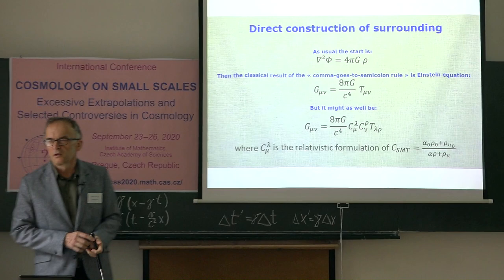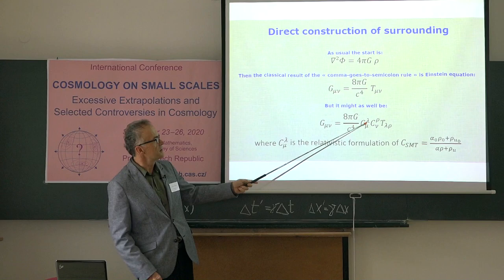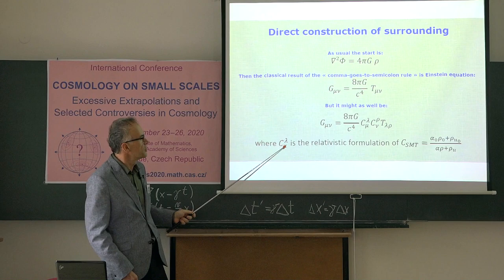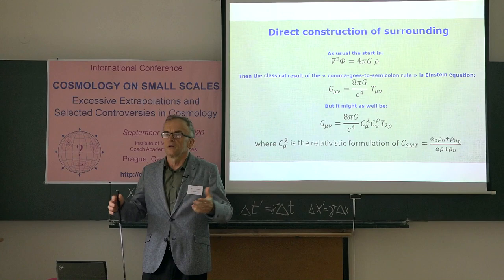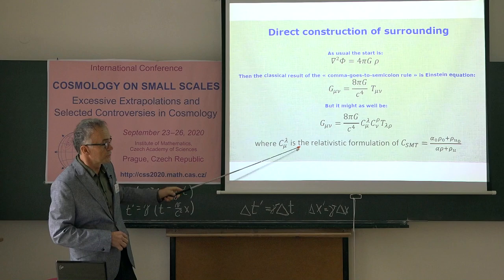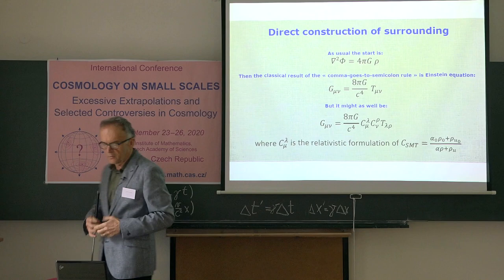What remains is to say what exactly this coupling tensor is. Of course, it should be a function of matter, of what is existing. And the idea is to choose not what is existing there, but what is existing around me. So it's an autonomous model.